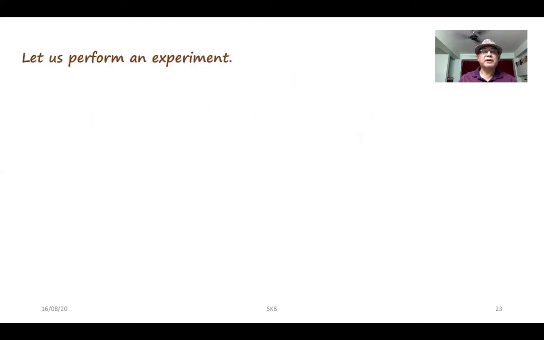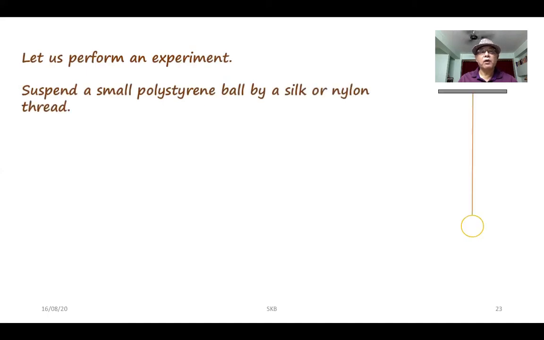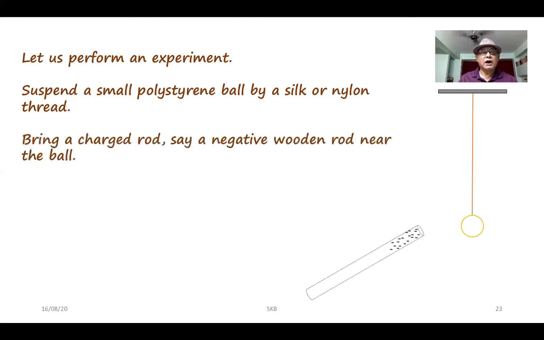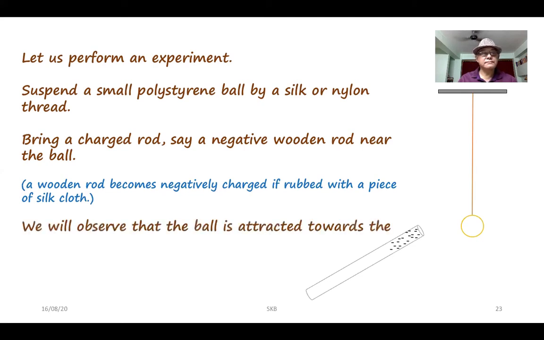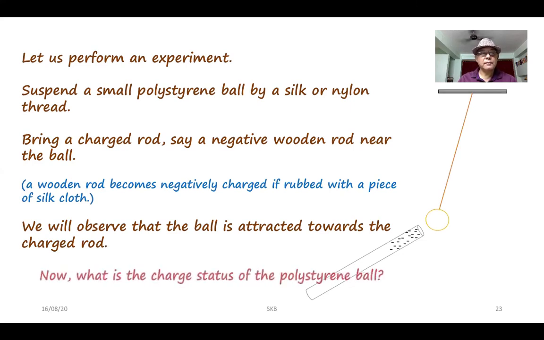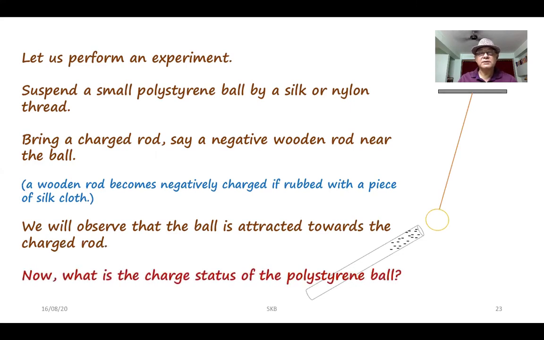Let us perform an experiment. Suspend a small polystyrene ball by silk or nylon thread. Bring a charged rod, say a negative wooden rod, near the ball. A wooden rod becomes negatively charged if rubbed with a piece of silk cloth. We'll observe that the ball is attracted towards the charged rod. Now, what is the charge status of the polystyrene ball?